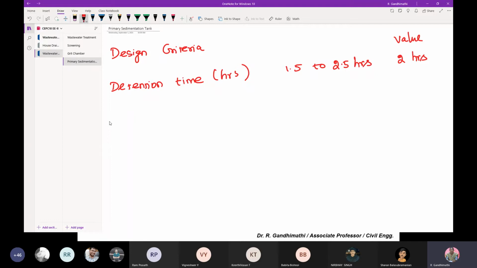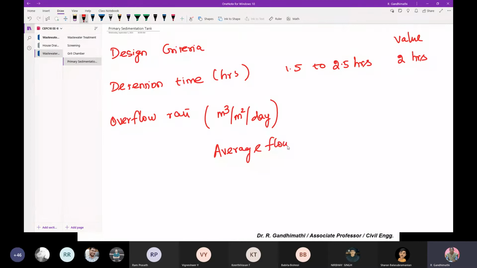Then the overflow rate, or we can say the surface loading rate, in meter cube per meter square per day. That means how much flow you are applying over the surface area of the sedimentation basin. Generally, they have given two values: one for the average flow, another for the peak flow. We have to design the system for the average flow, and then check it for the peak flow conditions.